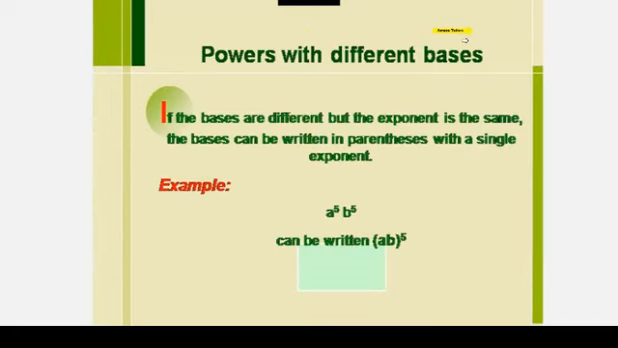Powers with different bases. Look at this. If the bases are different but the exponent is the same, the bases can be written in parentheses with a single exponent outside. I hope you understand this statement. Example, a power 5, b power 5. Here, exponents are the same but the bases are different. That is why it can be written like this, ab the whole power 5. The distributive property, actually we have seen from this to this. Now I am showing you the vice versa. That's it. The other way around.